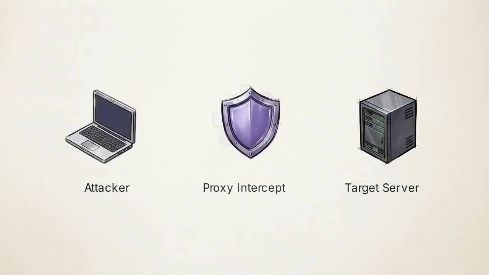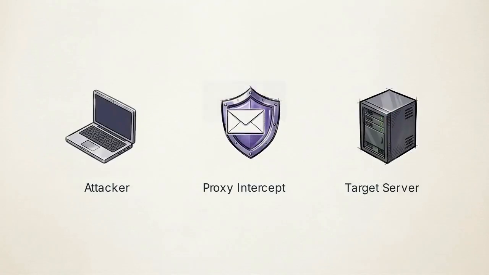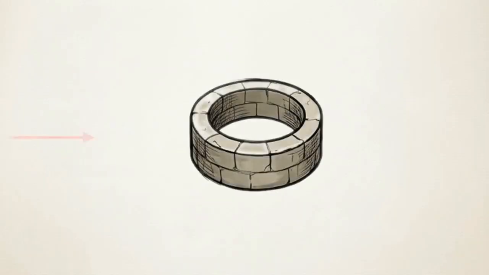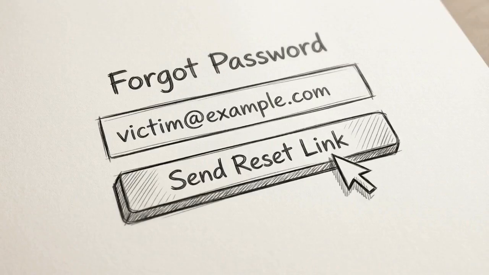An intercept proxy is a tool that captures web traffic between your browser and the server, allowing you to modify requests in real time. This attack weaponizes the password recovery process. Instead of attacking the server's perimeter, we use the application's own logic to deliver sensitive credentials directly to a server we control. We begin by triggering a standard password reset for the victim's email address on the target website.